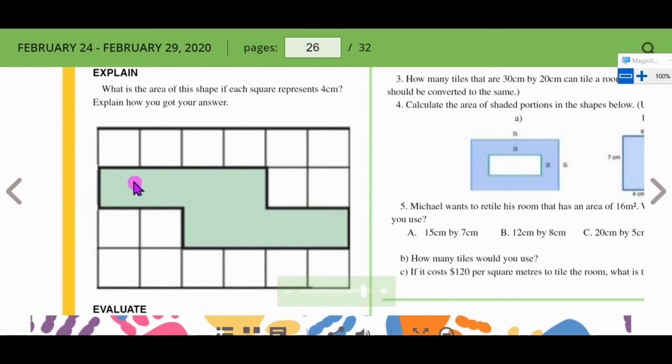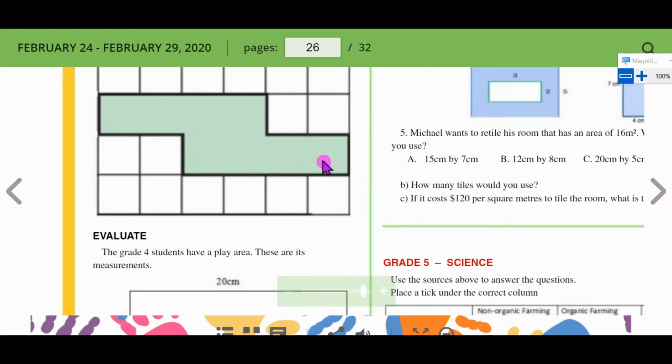All right, let's go with this and see. So 4 and 4 is 8. 8 and 4 is 12. 12 and 4 is 16. That's the top part. 16 and 4 is 20. 20 and 4 is 24. 24 and 4 is 28. 28 and 4 is 32. Okay, that's how I would get it.